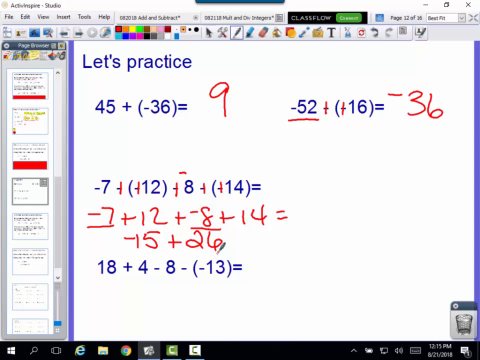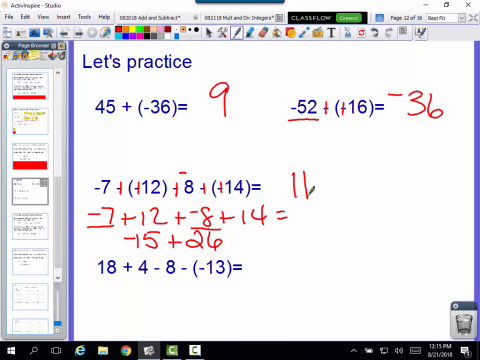So we now look at our rules. Our signs are different, negative 15 and positive 26. They're different, so I'm going to subtract my numbers. So I take the bigger looking one, 26, I subtract 15 from it, and I end up with 11 as my answer. Okay, and it's going to be a positive 11 because the 26 has more.